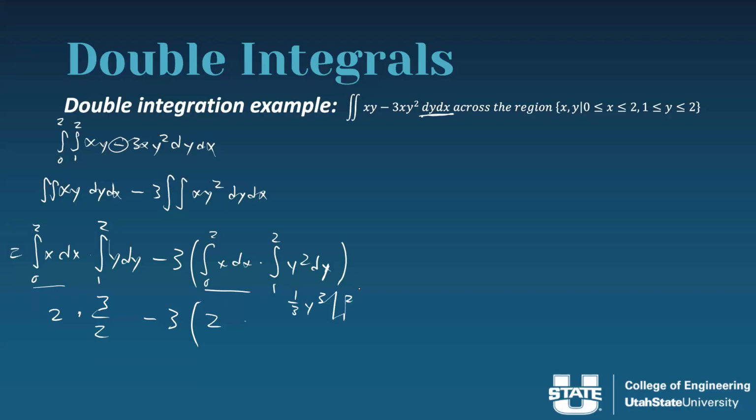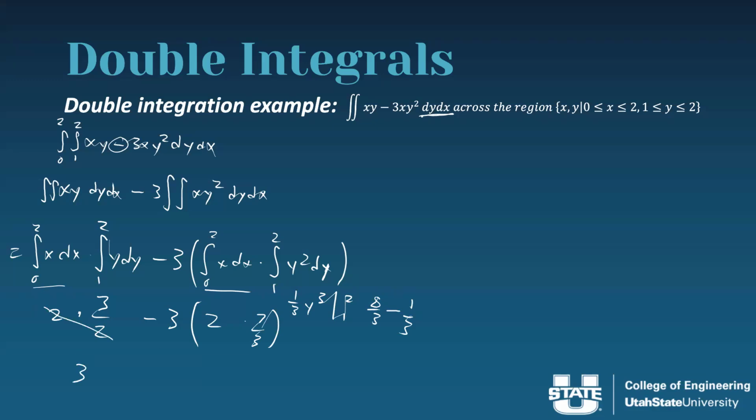Vary from 1 to 2, 8 over 3 minus 1/3. So that would give us 7/3. Just making sure. Okay, so we go back through, we calculate this as 3.